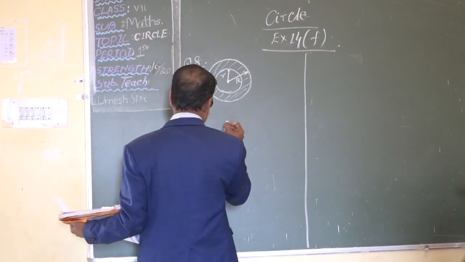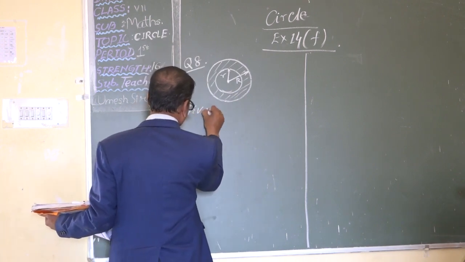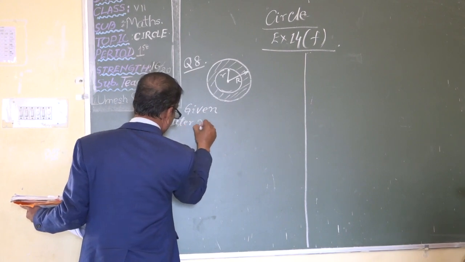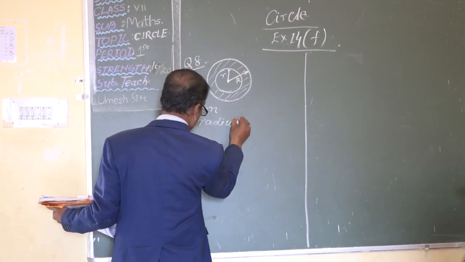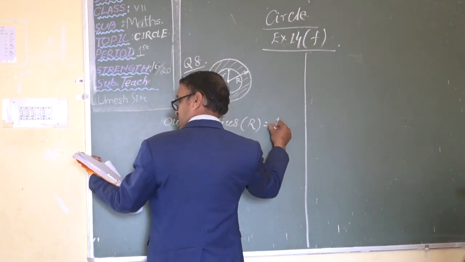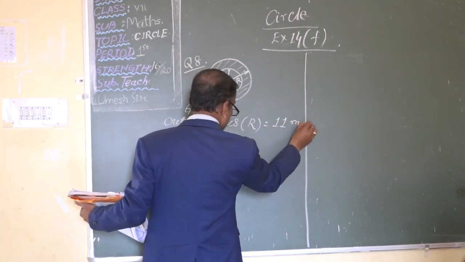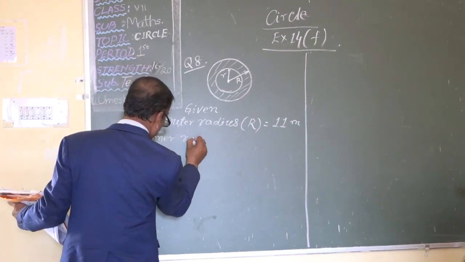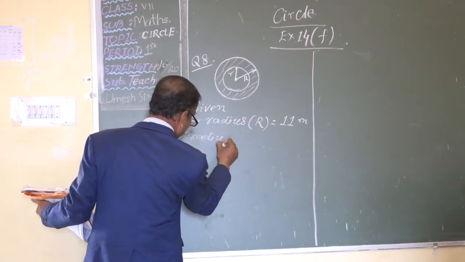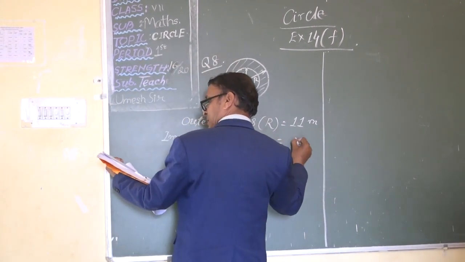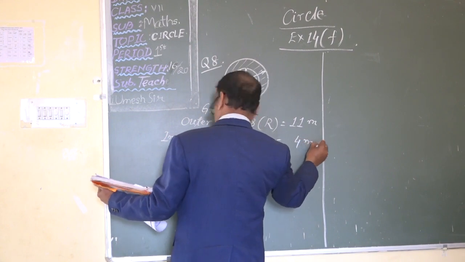4 meter, you are not saying. So given outer radius, that is R, is equal to 11 meter. Inner radius, which generally we take as smaller, that is equal to 4 meter.